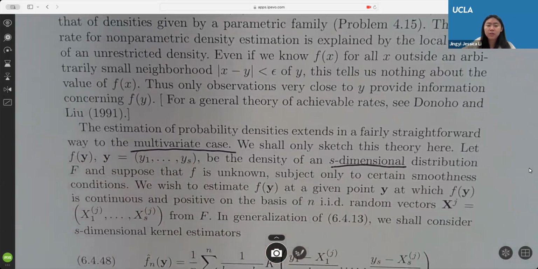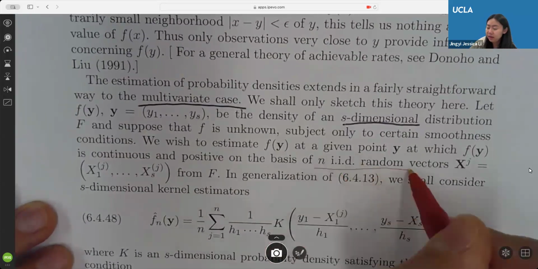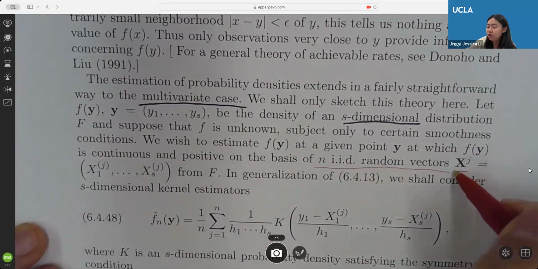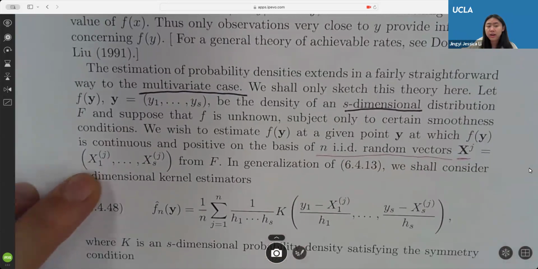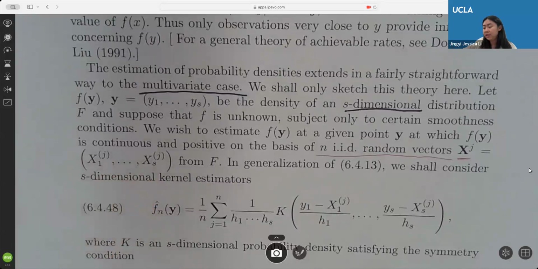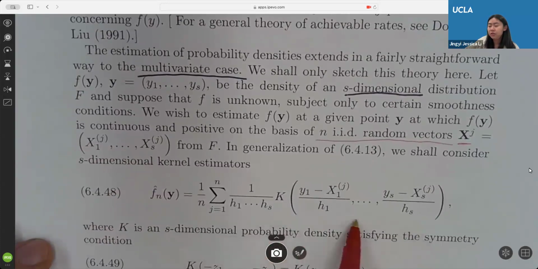We can write it out as y1 to yS. Then correspondingly, our sample, the n i.i.d. sample, will become n i.i.d. random vectors. So Xj is the jth random vector in our sample. We can also write it out in S dimensions, right? X1j to XSj from an S-dimensional distribution. And now the kernel density estimator can be generalized to this form.